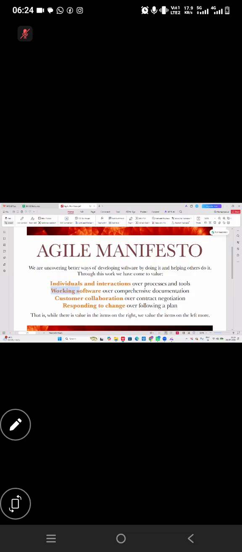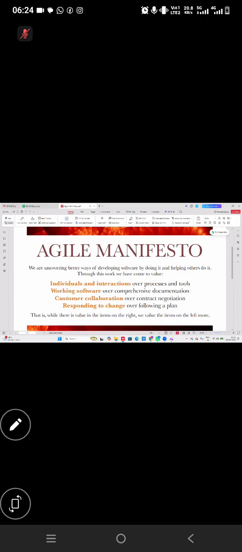Working software: at the end of each sprint, we are going to deliver working software. Throughout the journey, we are going to collaborate with the customer. Agile promotes changes at any stage. These are the four differences.